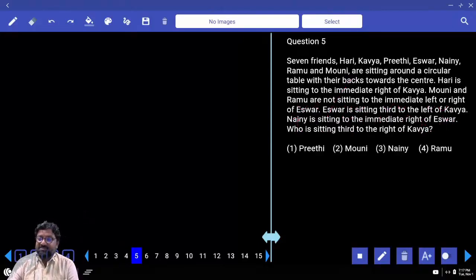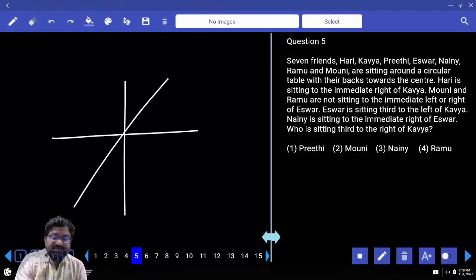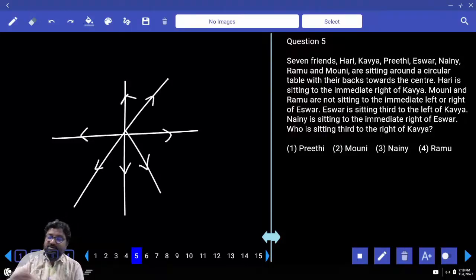Is this clear? Yes. Seven friends, Hari, Kavya, Preeti, Ishwar, Naini, Ramu and Mauni are sitting around a circular table with their backs towards the center. How many friends? Seven friends. All of them are facing away from the center, with their backs facing towards the center.